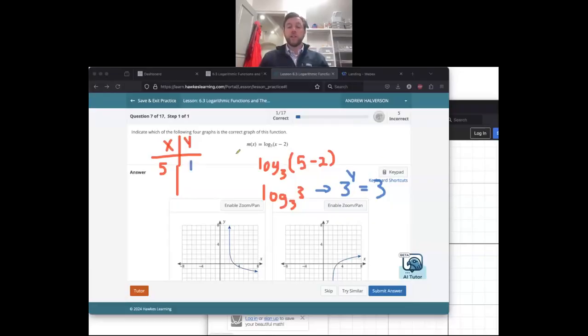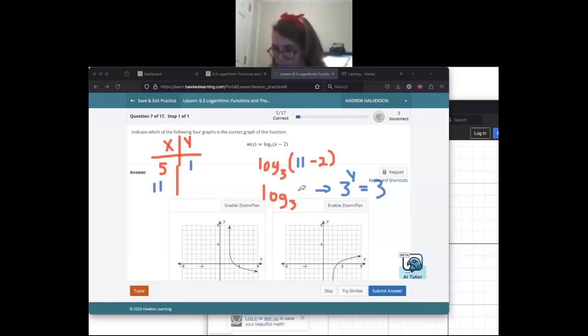And now you just rinse and repeat. So now you want to pick a new value of x such that this gives you another power of 3. What's another power of 3? 9. So what value does x have to be in order to make the inside become 9? 11. So then 11 minus 2 becomes 9.